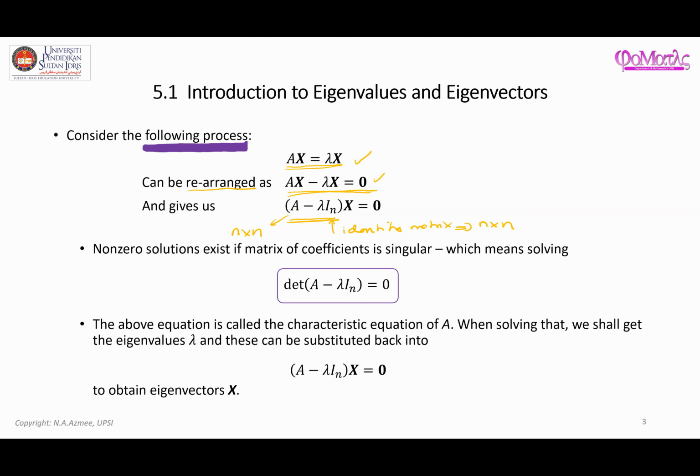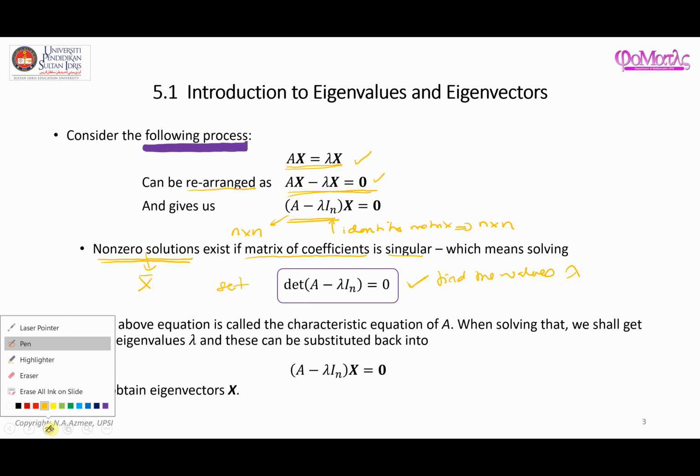So, in order to find the non-zero solution, which is what we're looking for, the non-zero solution for vector x, we can obtain this type of solution if the matrix of coefficients is singular. What it means mathematically is that you have to be able to find the values of lambda based on this equation. You have to try and solve this equation here. So you're going to set the determinant of this matrix equal to 0. The determinant of this must be equal to 0.